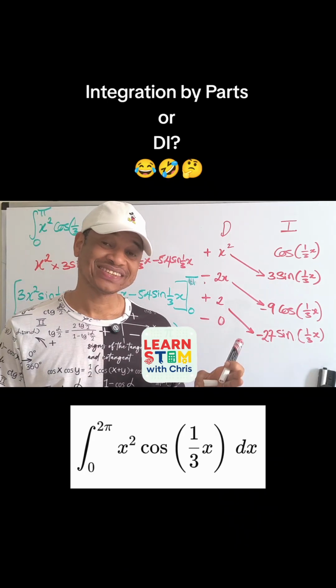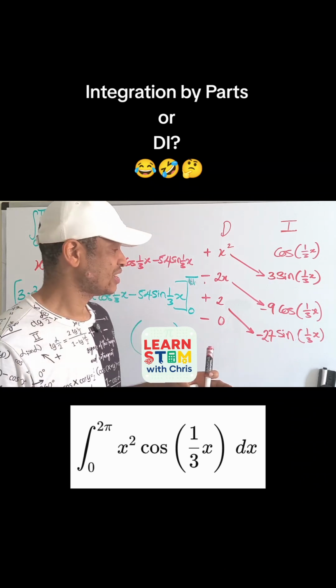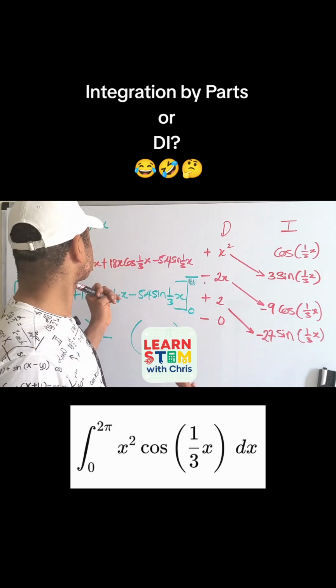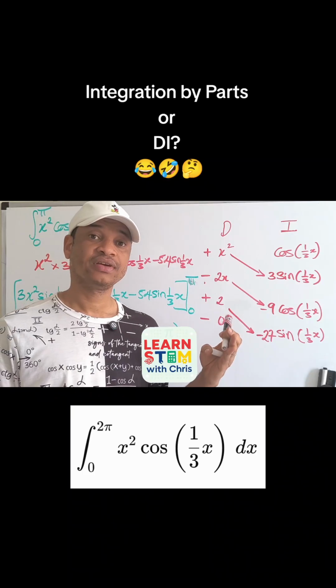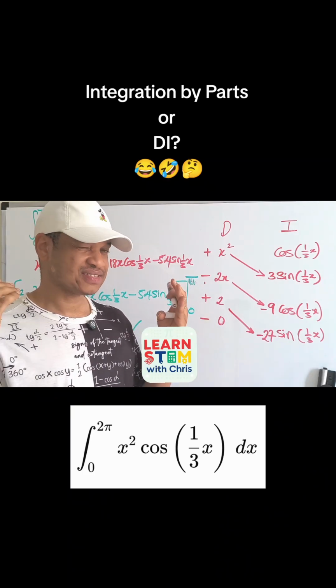So just do it. You can type your answer in the comment section. And this is a CIE question, a pure math question, and it's 7 marks.